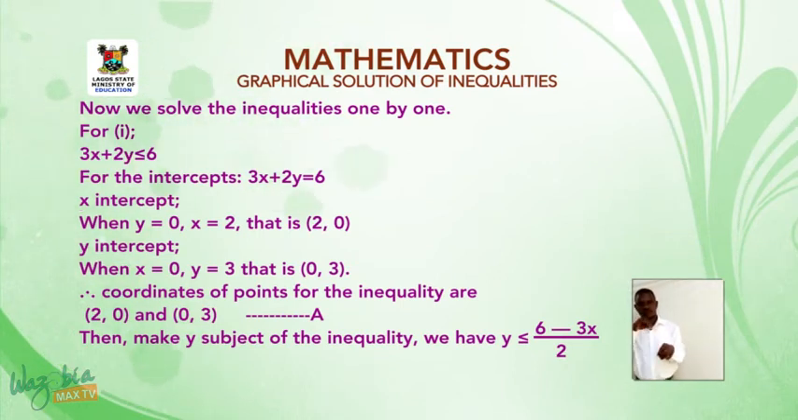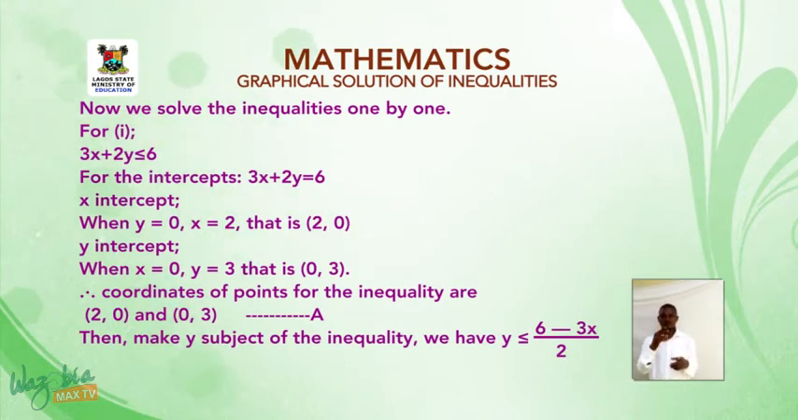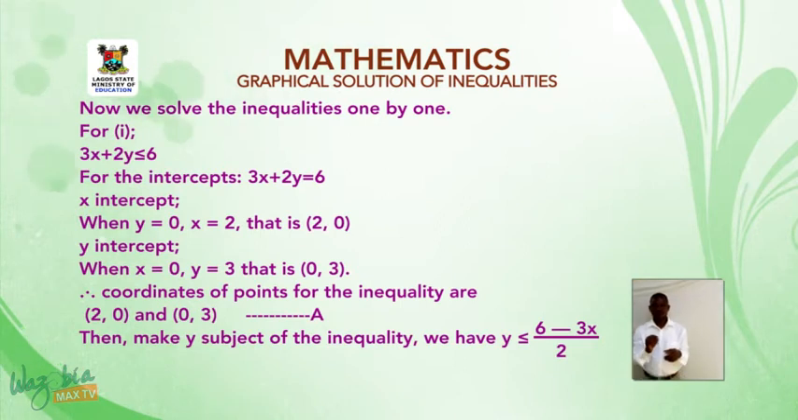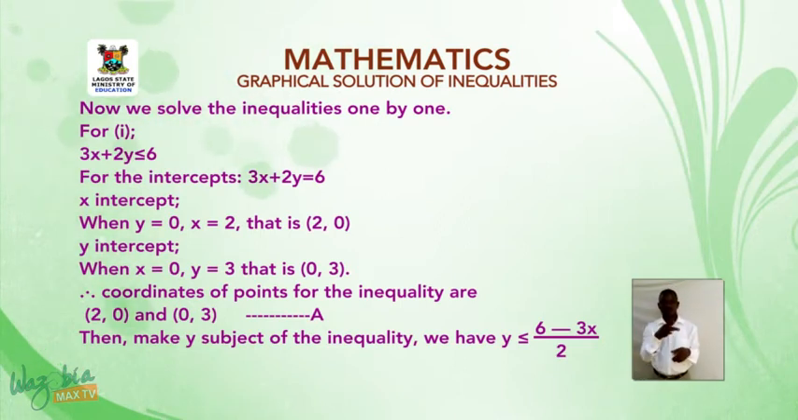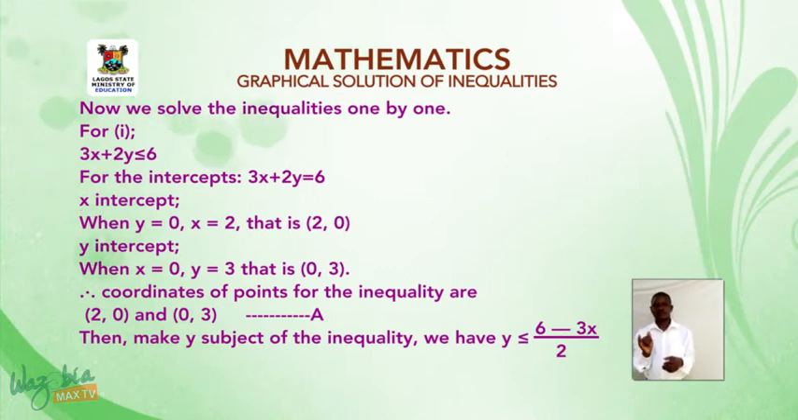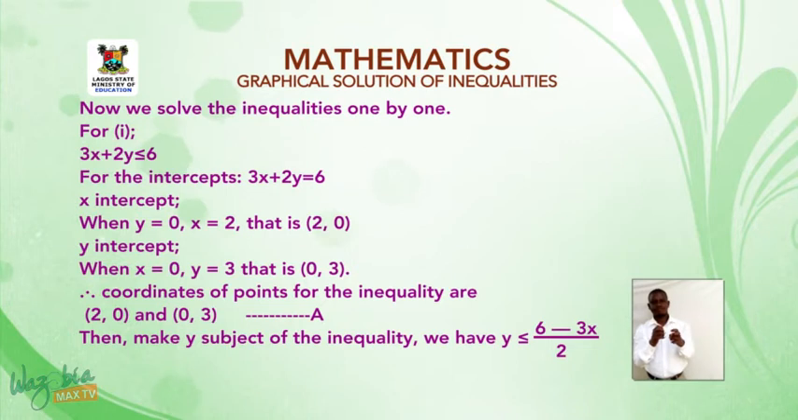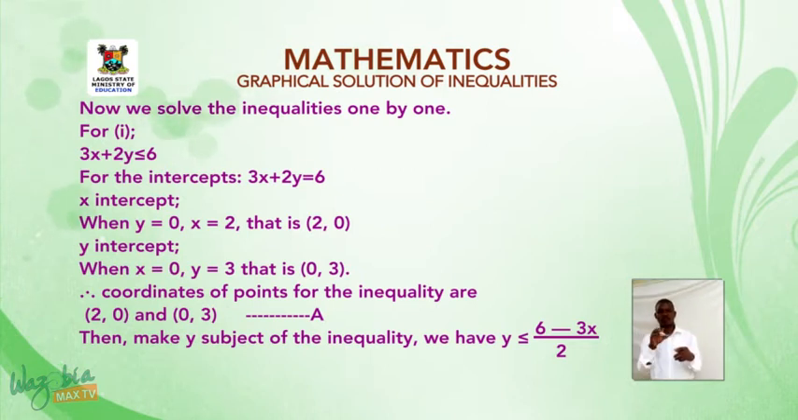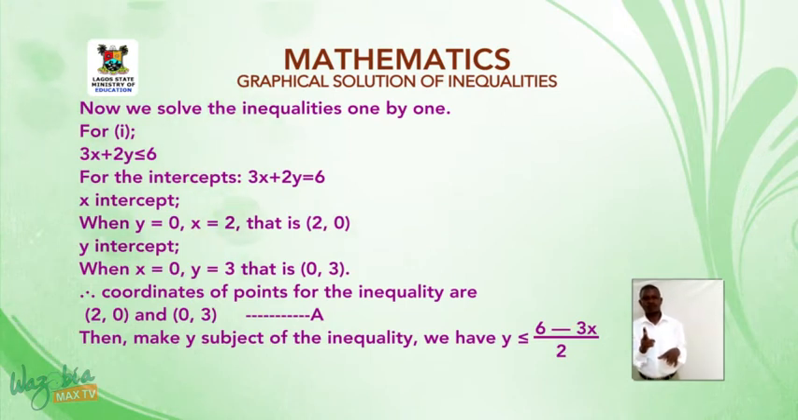Therefore, coordinates of points for the inequalities are (2, 0) and (0, 3). Let's call it capital A. Then make y the subject of the inequality. We have y less than or equal to 6 minus 3x all over 2.